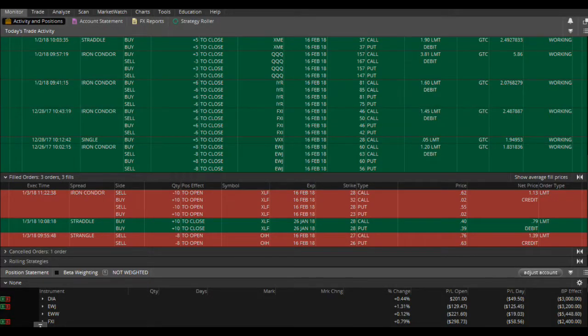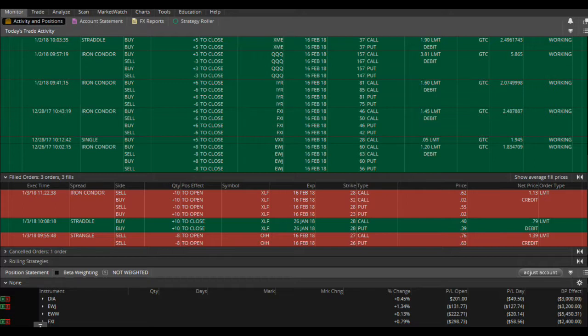All right, welcome. Today is January the 3rd, 2018, and we are in our daily recap. We closed a trade in XLF for $246.10. We then turned right around and reopened another position in XLF because IV was elevated in the security, and then we also opened up a strangle here in OIH.